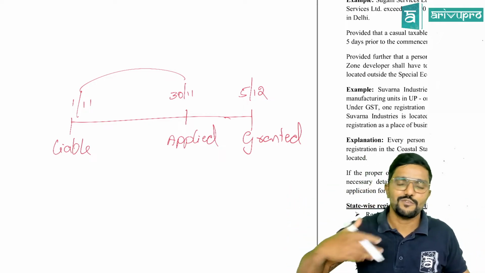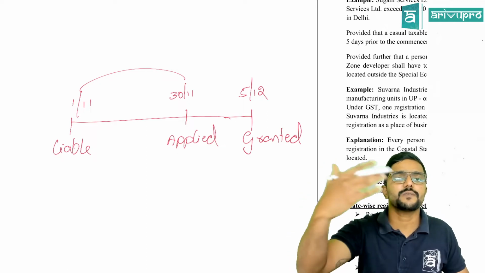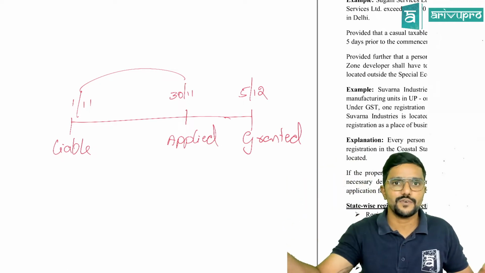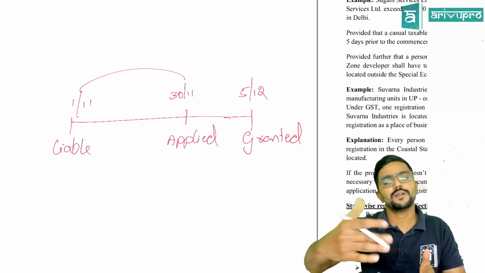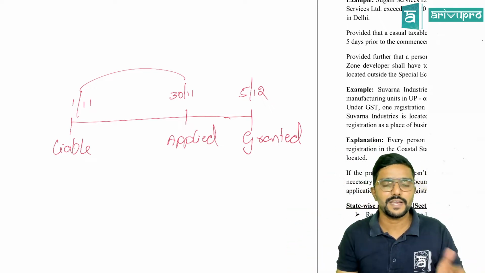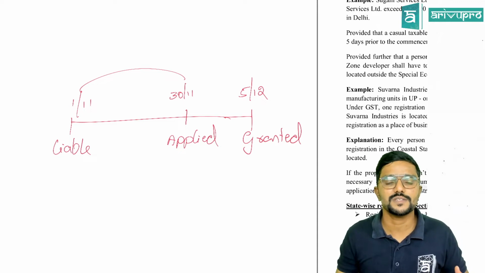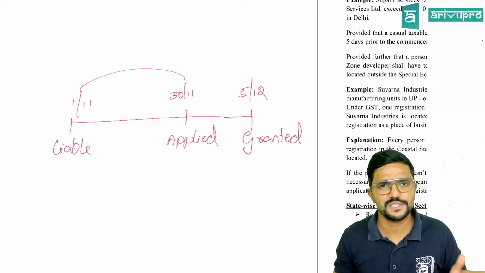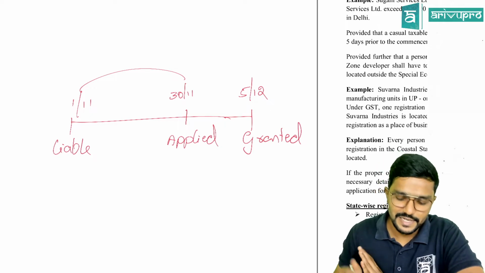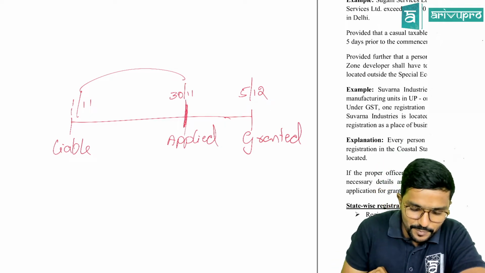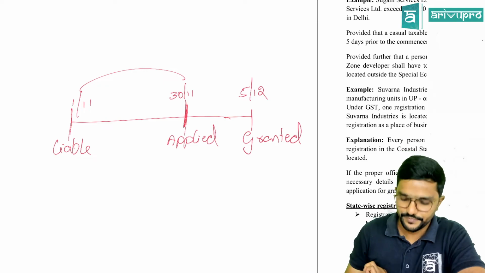Because for granting the registration, the proper officer will take some time. There is a procedure for it, which I will discuss. You will apply for registration, then the proper officer, if he is satisfied, fine. If not, he will ask you for some response or additional information. All those things are there, which we will discuss later. Clear? Yes, sir. So your duty is to apply for registration within 30 days.